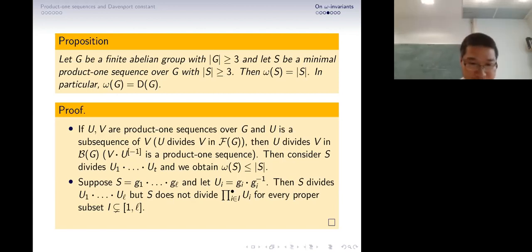On the other hand, we suppose S equals g1 up to gl, and let this Ui be the sequence gi and the inverse of gi. So these Ui are product one sequences. So S divides the product U1 up to Ul. But S does not divide any proper subproduct. Since if S divides any subproduct, since the length of S is l, there must be some Ui that is a subsequence of S. But the length of S is larger than 3, so we get a contradiction.